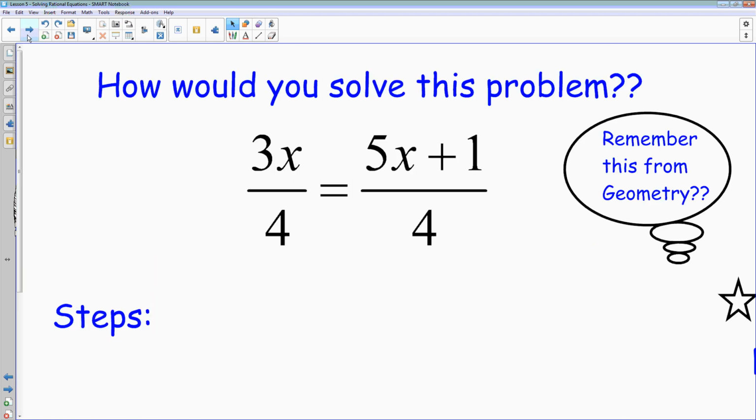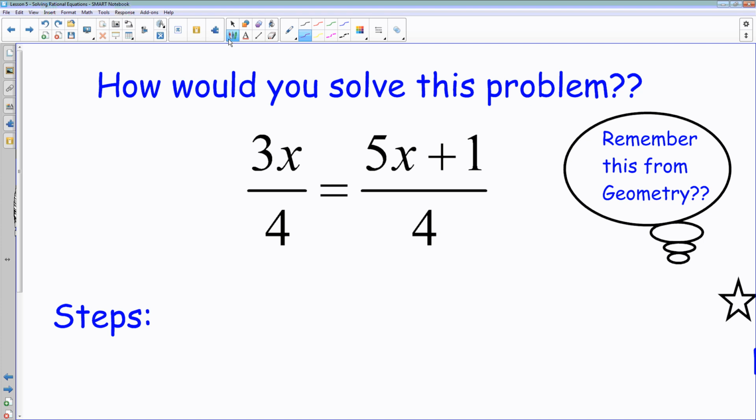So our first problem, this is what it looks like. 3x over 4 equals 5x plus 1 over 4. How would you solve this? Well, what this is called right now is a proportion. Whenever you have one fraction equal to another fraction, it is called a proportion.